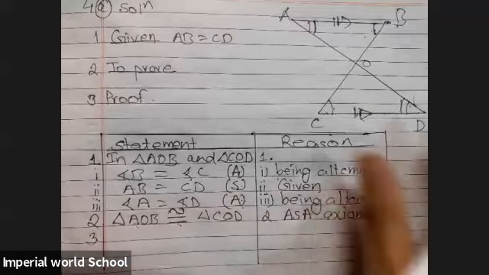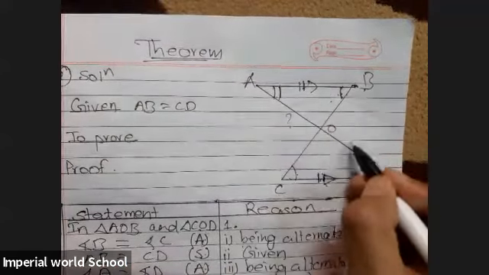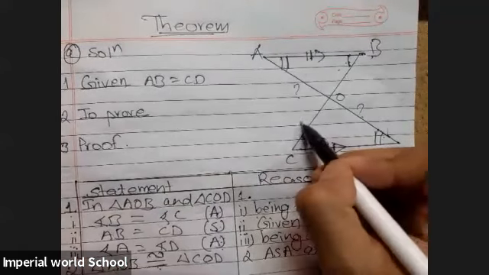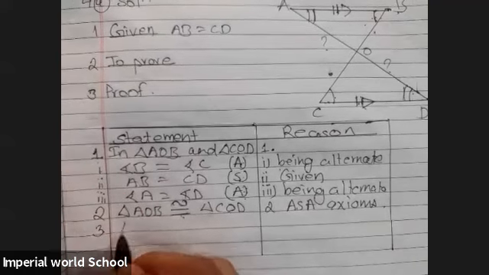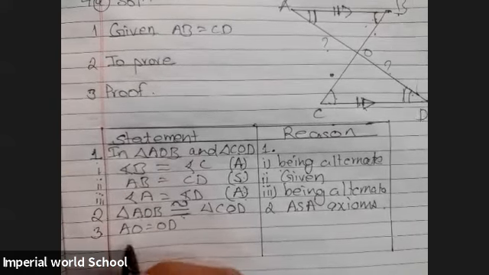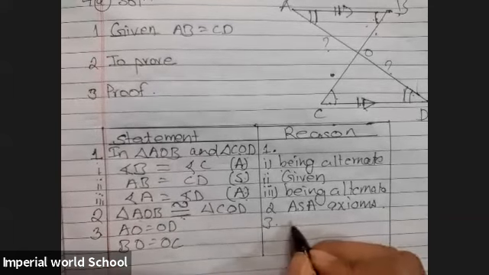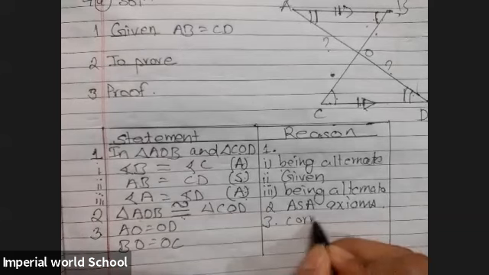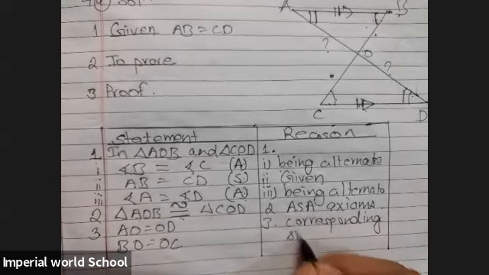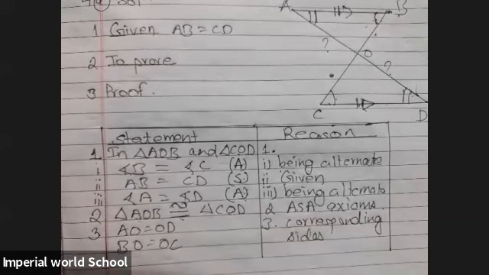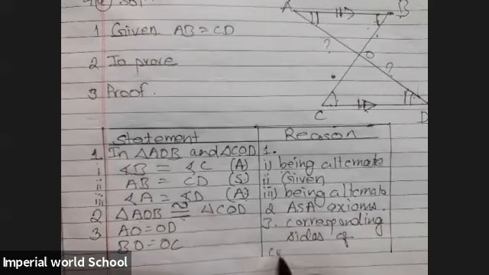Okay, after proving the triangles congruent, now we have access to write AO equals OD, because this side becomes equal to this side, and this side becomes equal to this side. That means whatever question is asked, you are going to write AO equals OD and BO equals OC. Freely you can write it, but you have to write corresponding sides. Like corresponding sides become equal, we have already practiced in our previous question. So this time they are corresponding sides of congruent triangles.